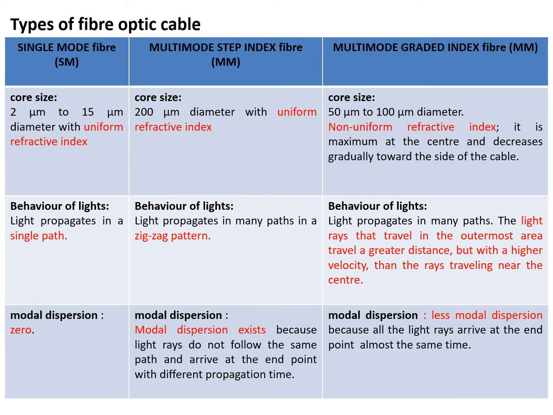There are 3 types of fiber optic cable: single mode fiber, multi-mode step index fiber, and multi-mode graded index fiber. Single mode fiber has the smallest core diameter. In single mode fiber, light propagates in a single path. Therefore, modal dispersion is 0.